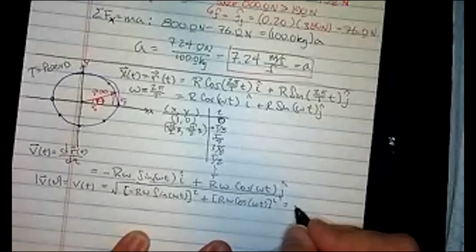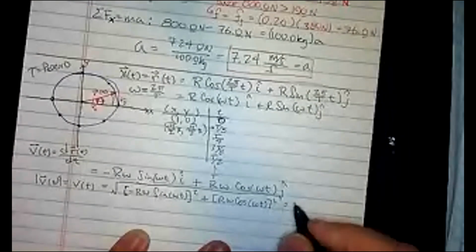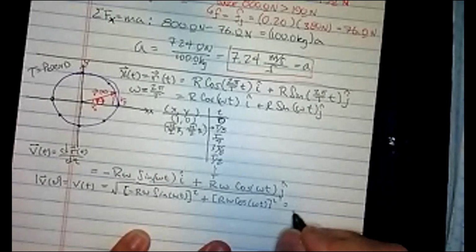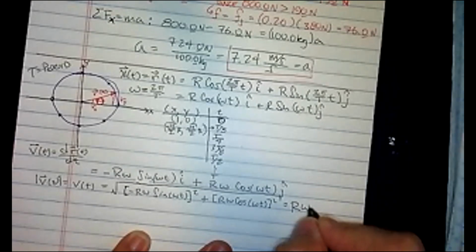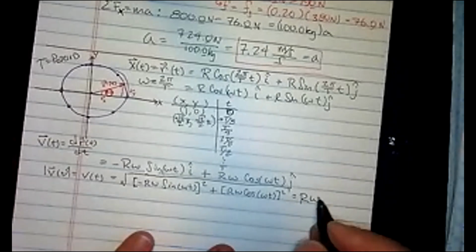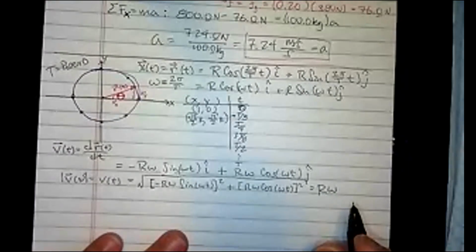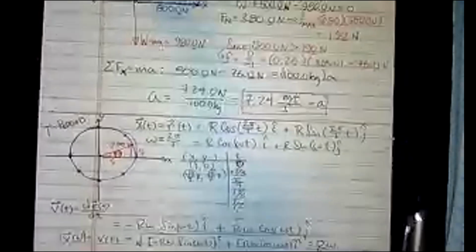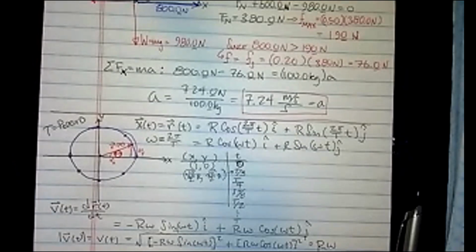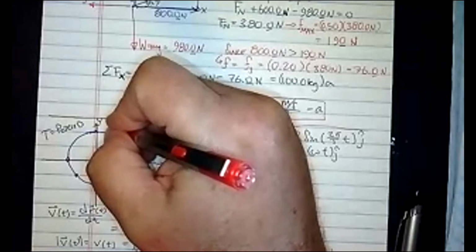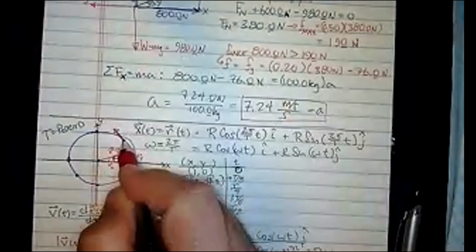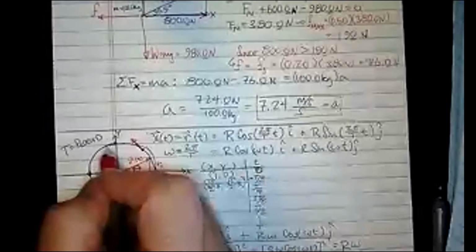So you don't have to do anything with that, but now you have the square root of r squared omega squared. So you just get r omega. And r is a constant, omega is a constant. So you see the velocity is in fact a constant. And if you actually took the time to plot it out, you would see that the velocity is actually a vector that's tangent to the circle at each point.